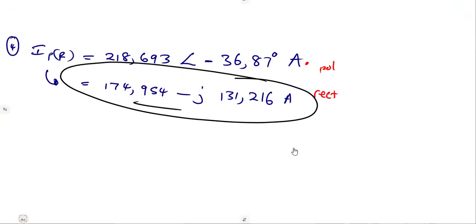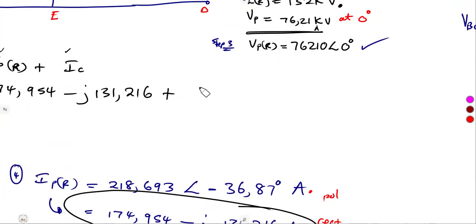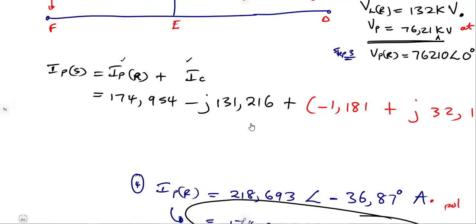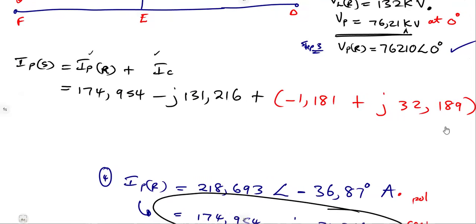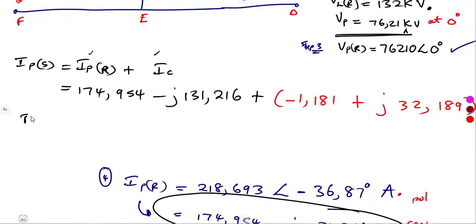All right, so let's combine. As we can see, that one has a negative there, so I'm just going to open a bracket. That was negative 1,181 plus j32,189. So that's it, we combine everything. So that is the sending end value that we are going to have as a phase value. This is the phase current, remember.